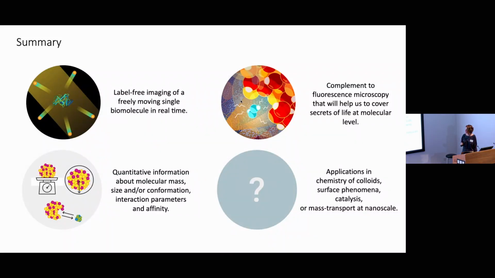So to summarize my talk, nanofluidic scattering microscopy is a method that allows us to image freely moving single biomolecules in real time without any labels. It also provides several quantitative information about their mass, size or conformation, interaction parameters and affinity. And I believe that this method presents a powerful complement to fluorescent microscopy in cases where labeling is unwanted or even impossible.